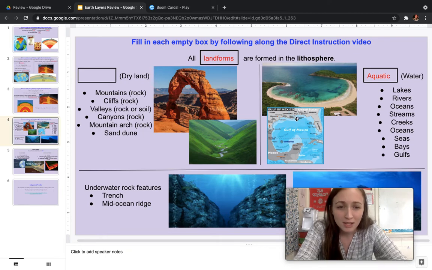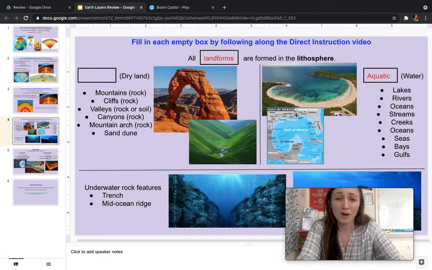And we know the Gulf of Mexico. If you look really closely, there's Mississippi. You think about Gulfport and Biloxi, they're down by that body of water. So that big body of water is the Gulf. And a bay is just like a gulf, but it's much tinier. Not as gigantic as this one is. So those are all of your aquatic landforms.